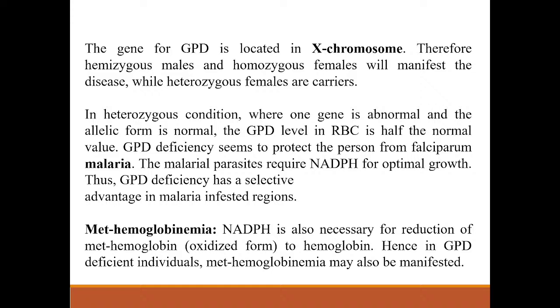Methemoglobinemia: NADPH is also necessary for reduction of methemoglobin, the oxidized form, to hemoglobin. Hence, in a G6PD deficient individual, methemoglobinemia may also be manifested. But the most important point is how the malarial parasite cannot reside in G6PD deficient individuals.